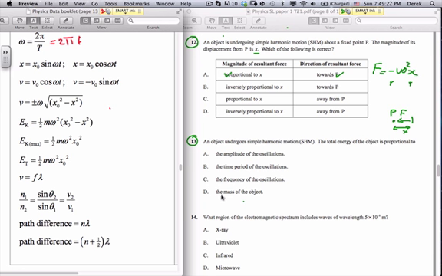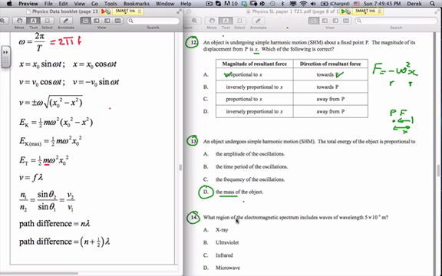So the only one is the mass of the object. This would be correct. So 13D would be correct, because we can see here that in our total energy we've got just a mass there, so that would be proportional to the mass.